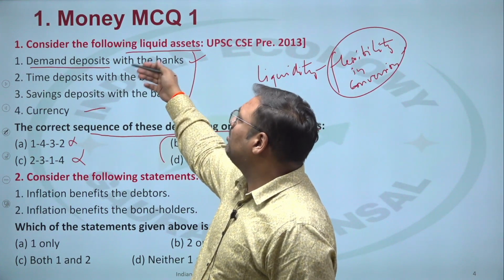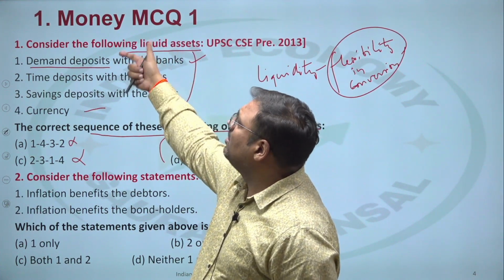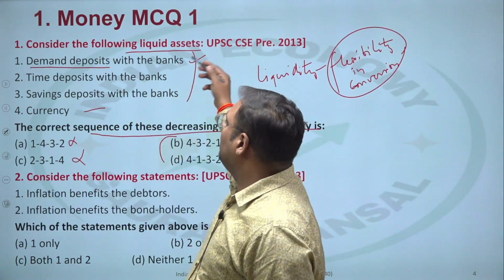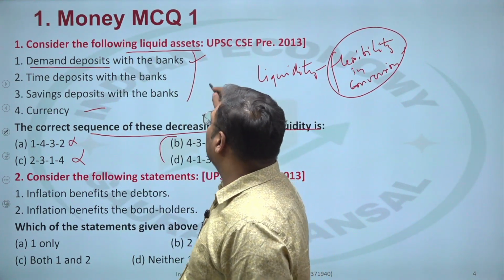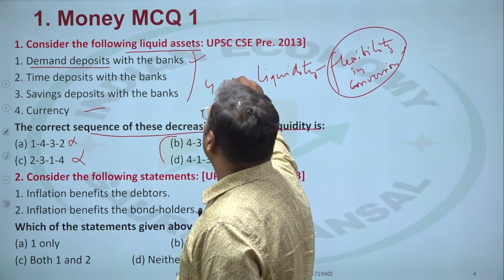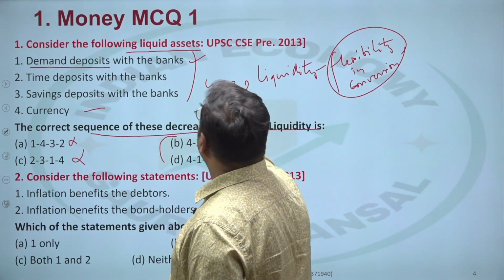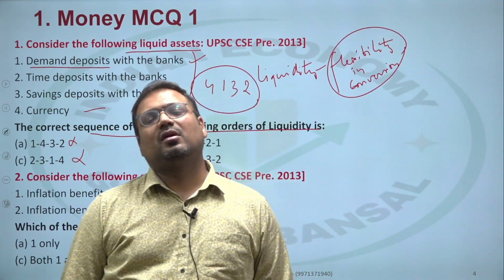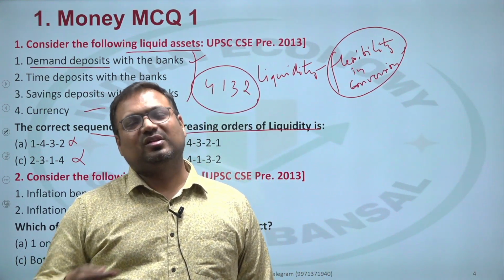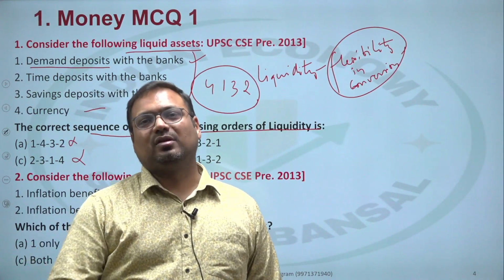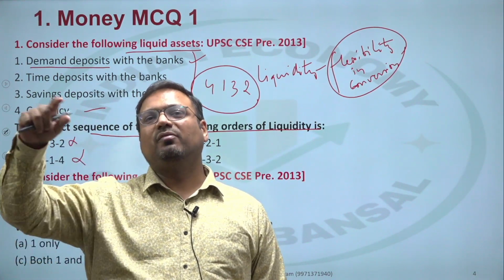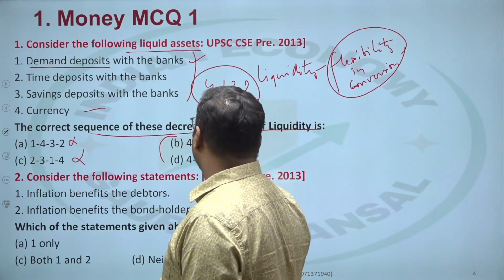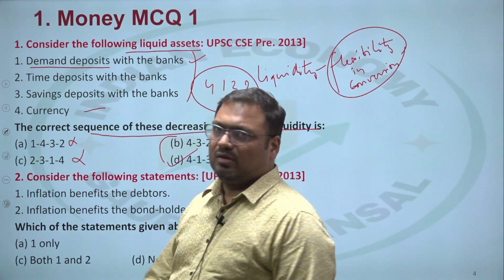Savings is the same, but where we have the current component, that has more liquidity. Savings deposit is relatively less. So 4, 1, then 3 and then 2. Time deposit has the least liquidity. You cannot withdraw money through time deposits. You have to break those deposits, and then those deposits will no longer be there. You cannot just simply withdraw some money out of your time deposit. So 4, 1, 3, 2. D will be the answer here.